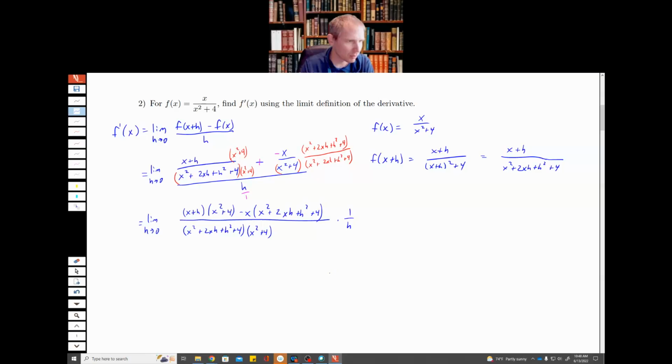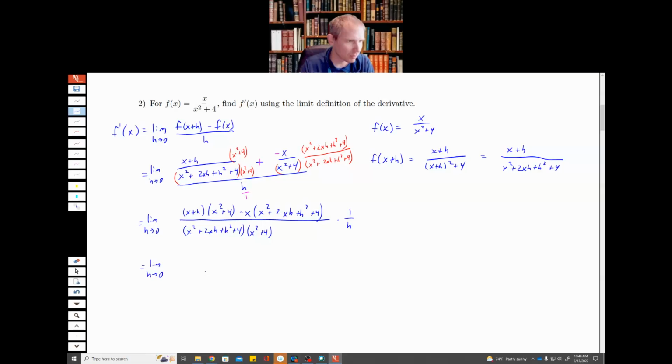Okay, so at this point, I've turned my calculus problem into a lot of algebra. I just need to be very careful about multiplying things out. I don't want to touch the denominator, though. There's no reason to do anything in the denominator. It's not wrong if I do, but it's not helpful, and I want to limit the amount of work that I do.